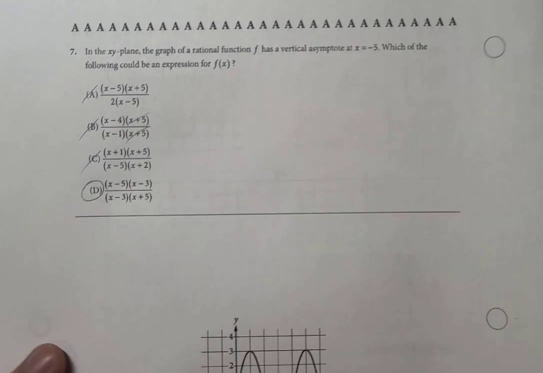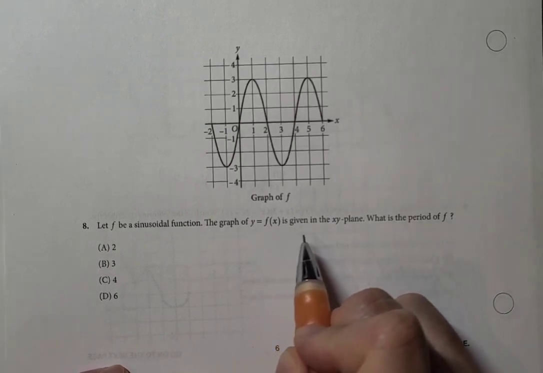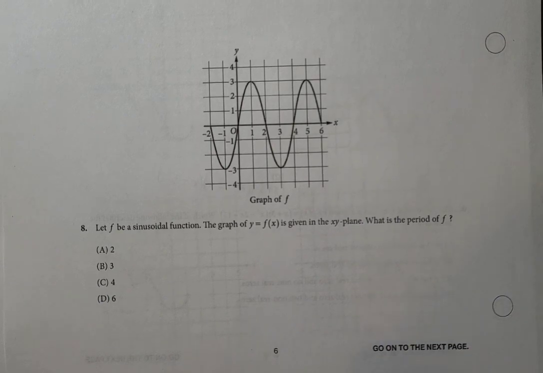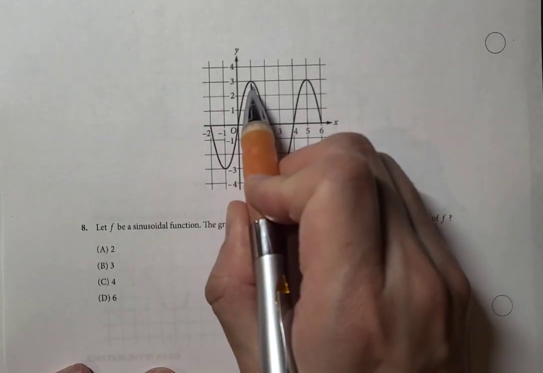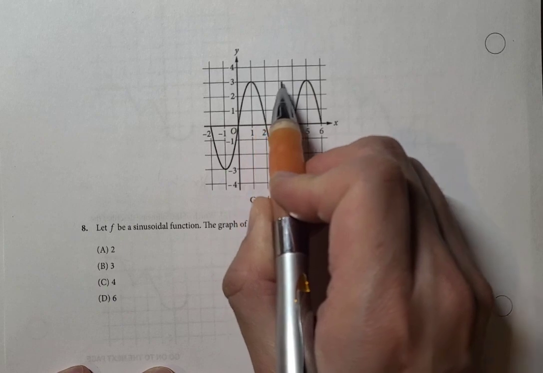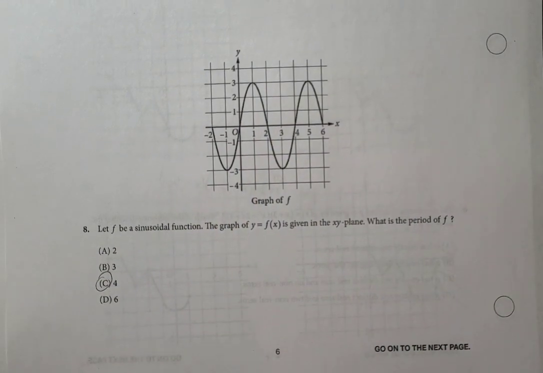Okay. Let f be a sinusoidal function. The graph y is f of x is given in the xy plane. What is the period of f? The period is when it repeats itself again. So if we take this peak and count how many units it takes until it repeats itself again, it'll be 1, 2, 3, 4. So the period is 4. As simple as that.